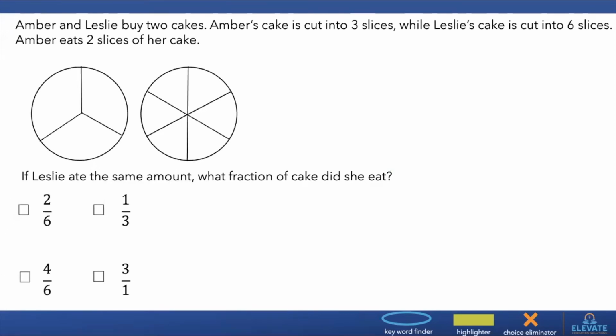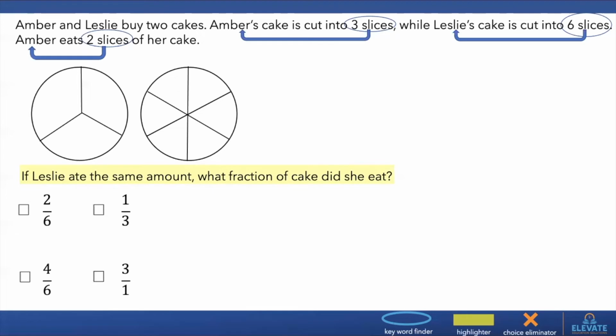After we have read our problem, we need to circle our keywords and numbers. Our first keyword and number are 3 slices. The 3 slices is referring to Amber's cake. Next, we have 6 slices, and the 6 slices is referring to Leslie's cake. Our next set of keywords is 2 slices. That's also referring to how many slices Amber ate.